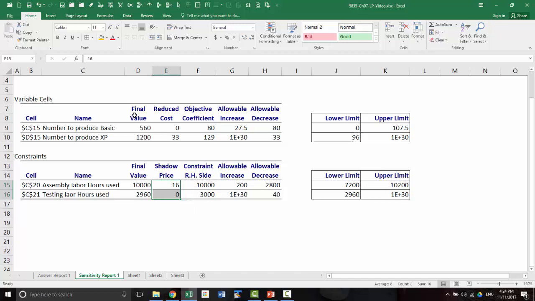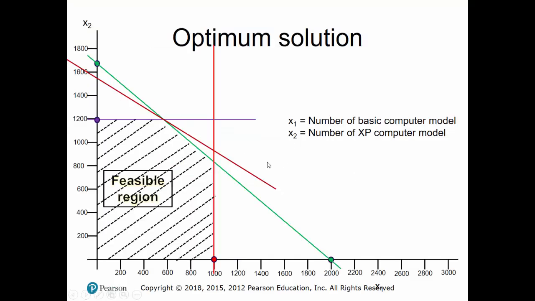Let's head back to our graphical solution. Okay, so this is the optimum solution, right? Now, when the objective function coefficient changed, that meant that the slope of the objective function line was going to be either more vertical or more flat. Okay. The feasible region itself did not change at all. Only when the objective function coefficient changes, the slope changes.